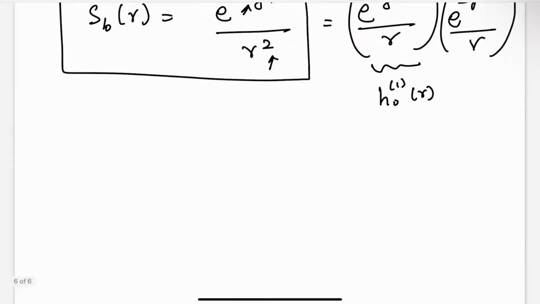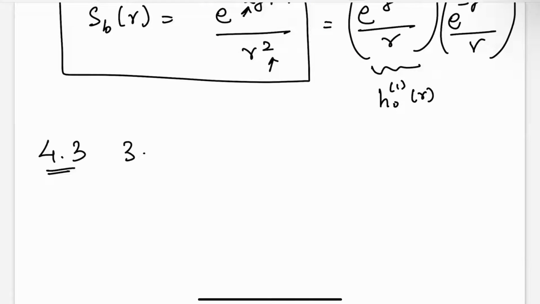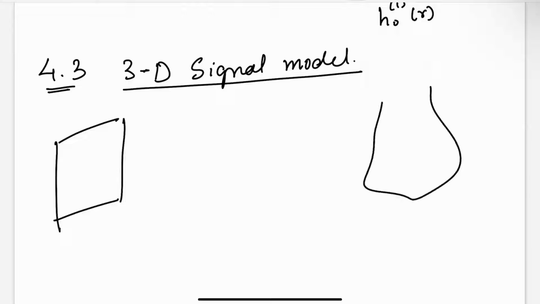So the next section, which should be, I think, 4.3. So these were the three signal models. This was a simplified signal model, a generalized signal model for the single target case. So if I have, let's say, a 3D target, 3D signal model, right? So then basically I have my array here. I have some 3D target.